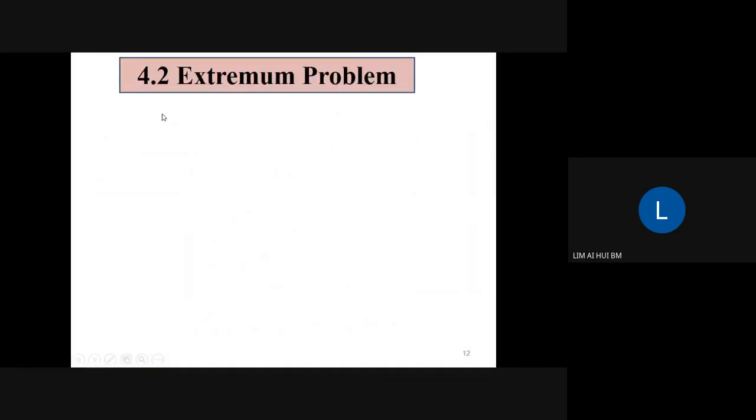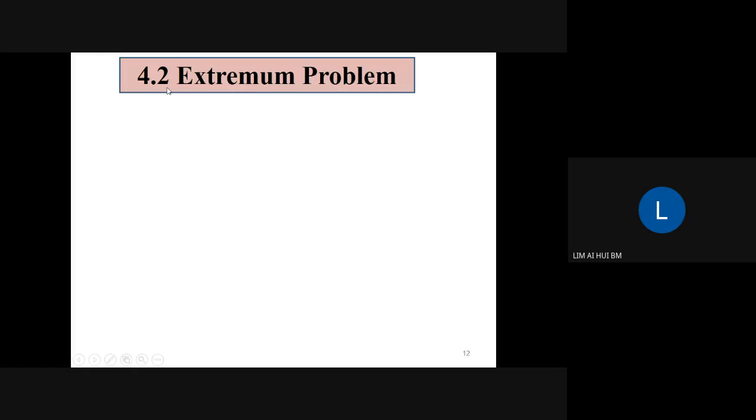Correction dekat nota kita. 4.1 we already done, right? 4.1 kan? 4.2 extremum problem. Asalnya dalam nota anda adalah curve sketching, betul tak?